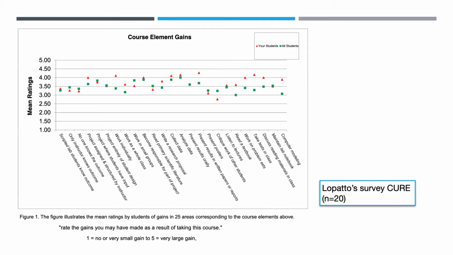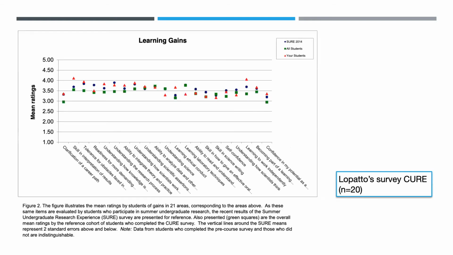I just want to mention some of the things that I was very proud to see. Students gave high points to their sense of having improved in presenting results in written papers or reports, and collecting and analyzing data. They also reported big gains in working individually, working as a whole class and working as a group, among other things. This second graph is also from the report that I received from having used the Lopatto CURE survey.